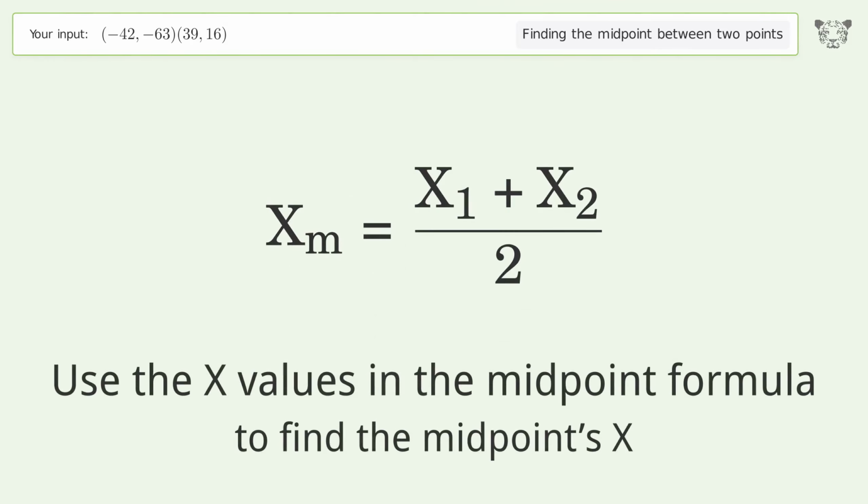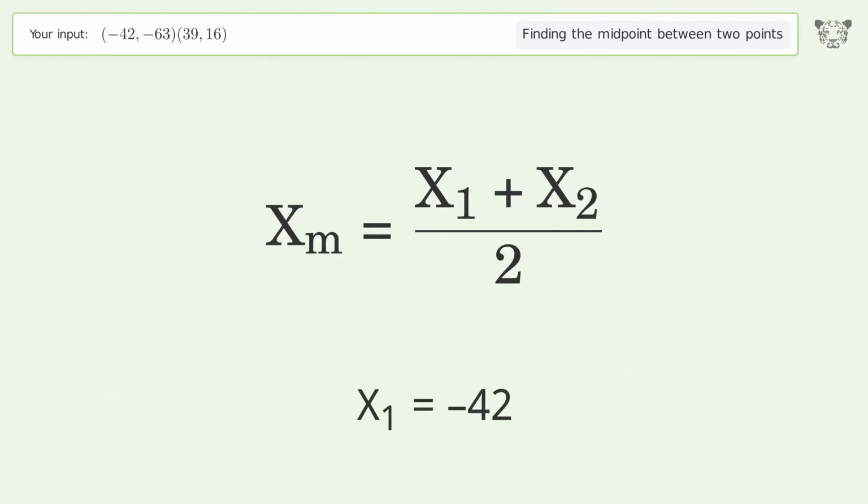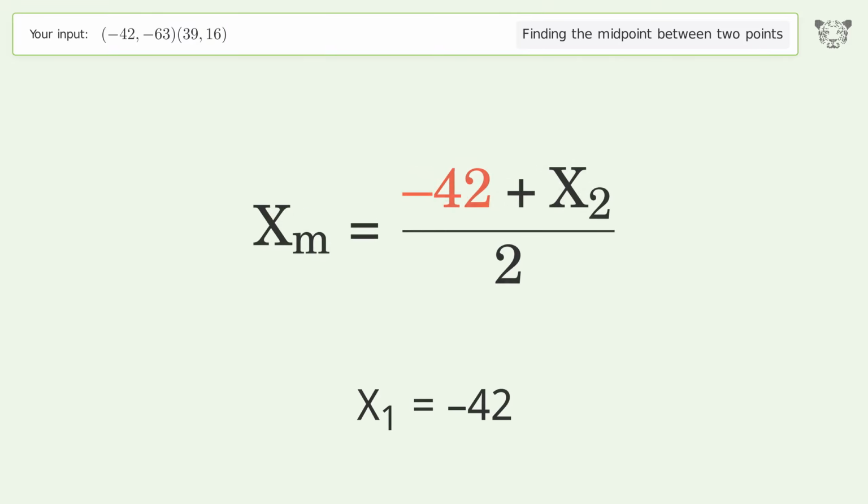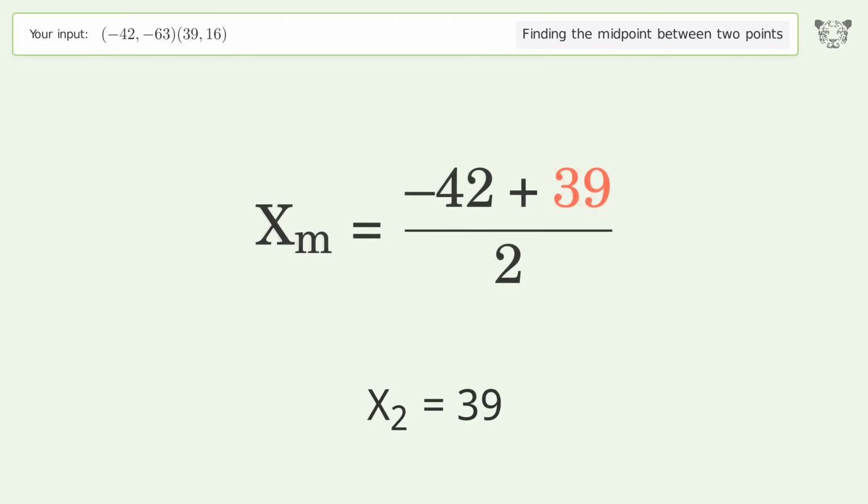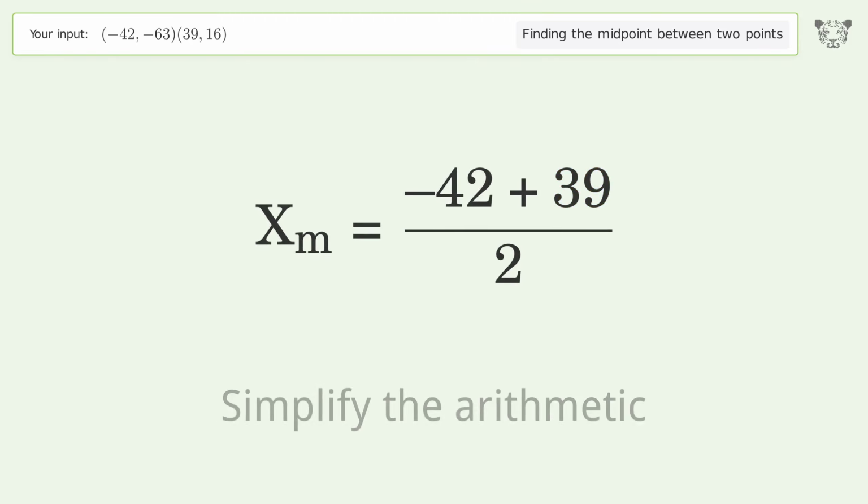Use the x values in the midpoint formula to find the midpoint's x. x1 equals -42. x2 equals 39. Simplify the arithmetic.